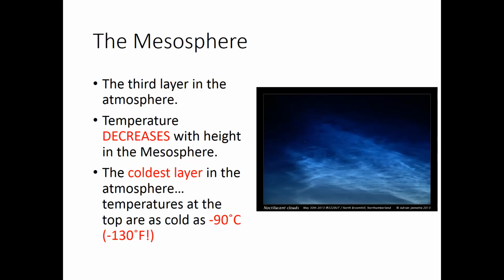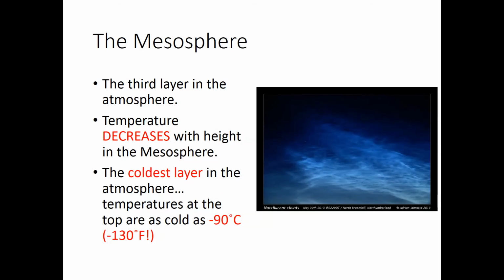What you see over here on the right is a picture of what are called noctilucent clouds. These are clouds present in the mesosphere that can become illuminated in twilight and in the evening. There's a whole video on noctilucent clouds. I'm not going to bore you with it, but they're pretty fascinating.